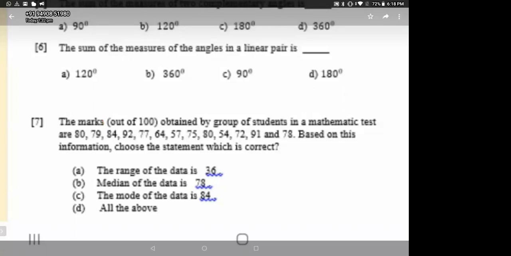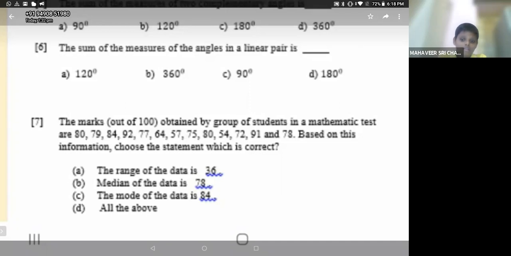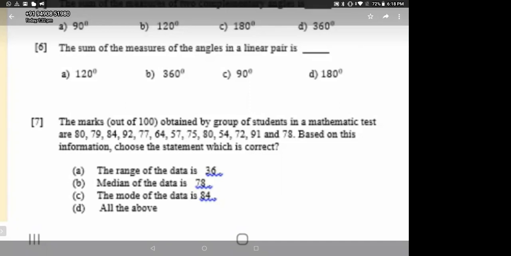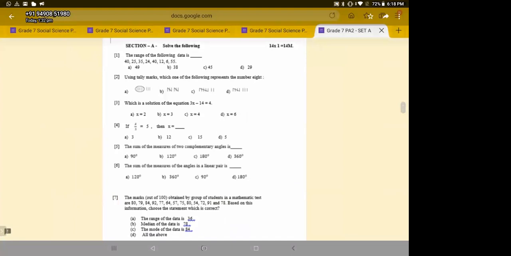Okay. Mode means the most repeated observation. Which observation is repeated here? Ma'am, 80. 80 is repeated. Very good. Ma'am, option A is correct. Option B is correct. No, option A. Option B is wrong? Option A is wrong. Nana, please check that. Option B is correct.